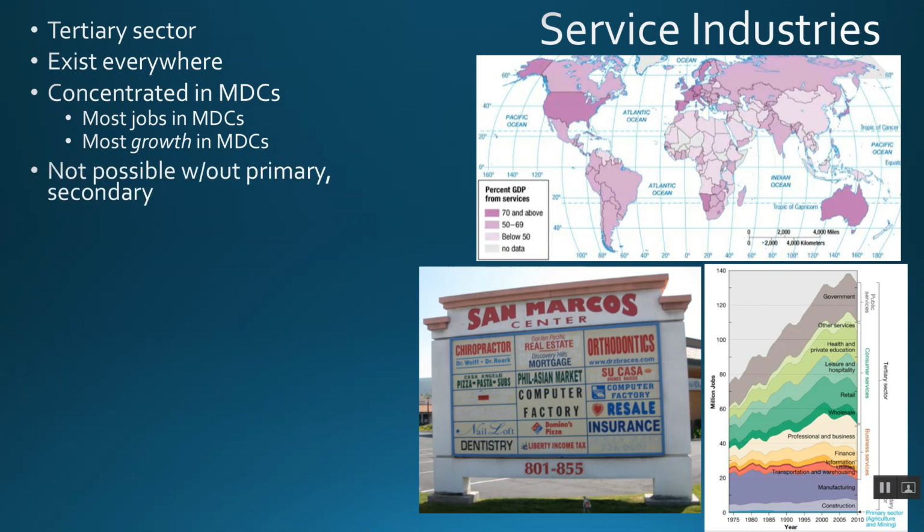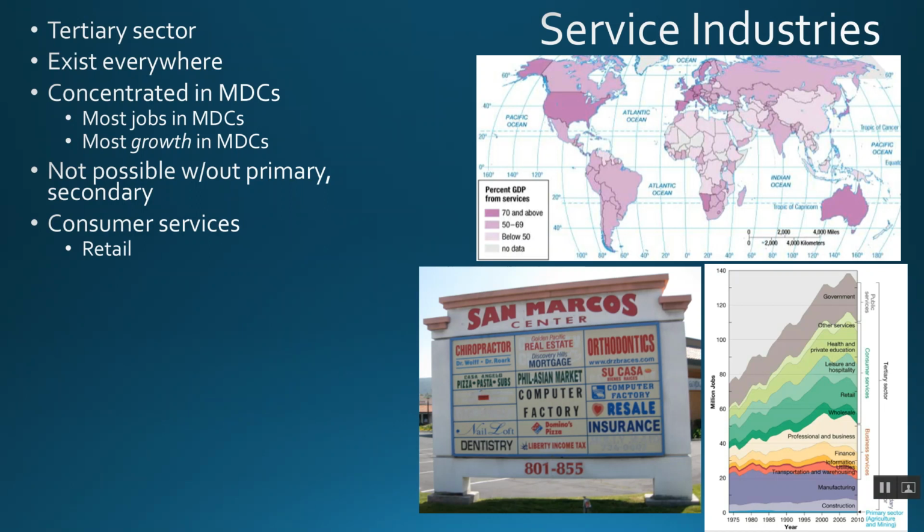They are not possible without primary and secondary industries, right? No one is going to go see the dentist if they aren't making money and if the economy is not doing well, right? You can sell all the automobiles you want in the United States, but somebody has to process the materials for that and put the cars together.